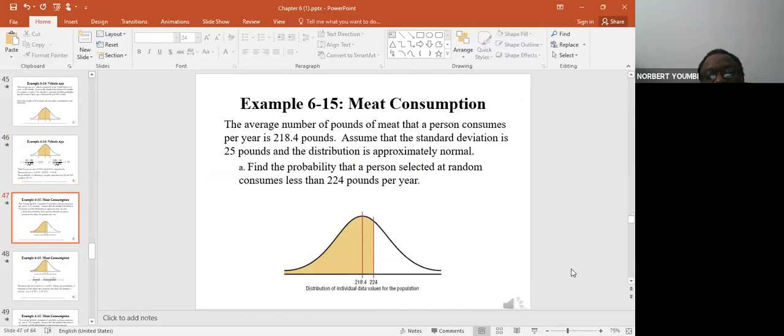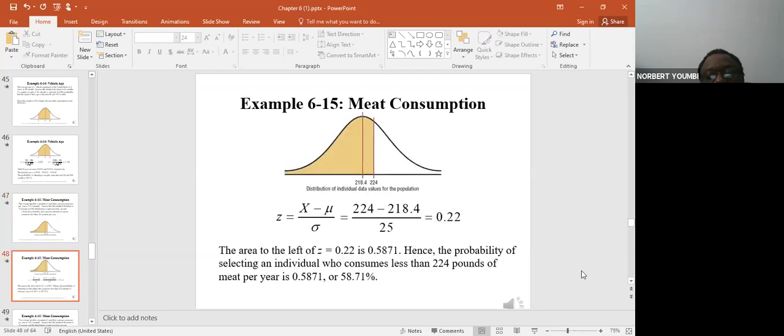I'm doing several examples. Hopefully you will understand the difference between the normal distribution and the normal distribution for the mean. The average number of pounds of meat that a person consumes per year is 218.4 pounds. Assume that the standard deviation is 25 pounds and the distribution is approximately normal. Find the probability that a person selected at random will consume less than 224 pounds per year. With this question, we can use the Google calculator with a mean of 218.4 and a standard deviation of 25. We want the probability that X is less than 224.